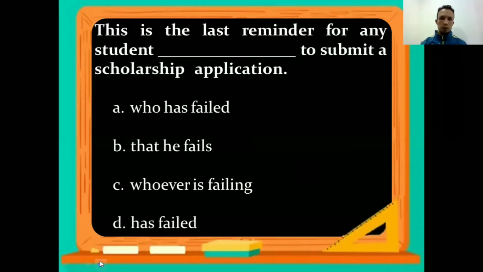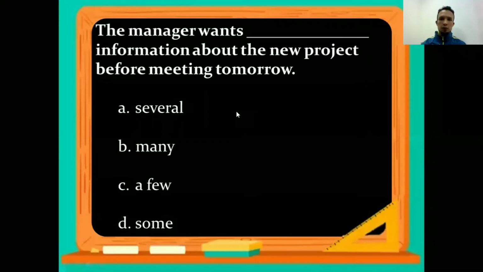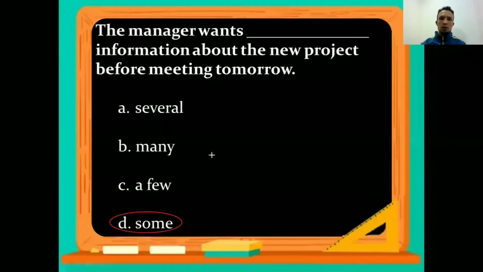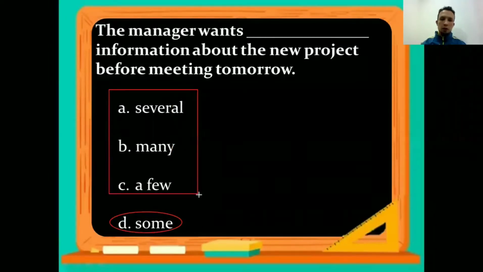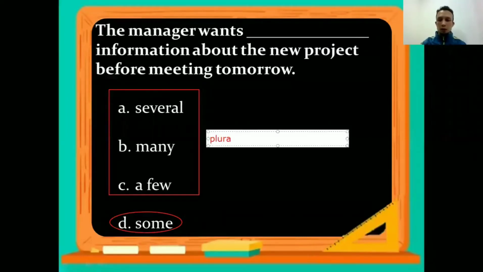Okay, so first question. In this first question, we got that the right answer is the letter D, some. The manager wants some information about the new project. Why is it incorrect to have any of the other options? Well, several, many, or a few, all of them need to be used with a plural noun.